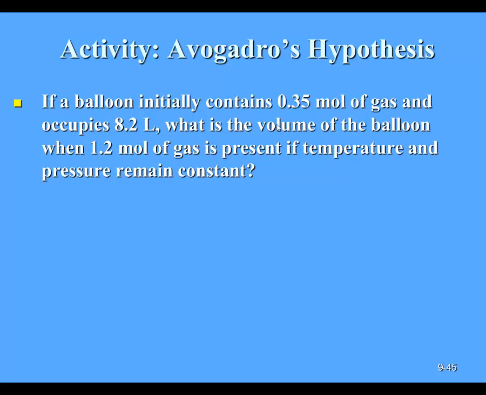Let's predict, if we're holding temperature and pressure constant, what the volume of the balloon would be, assuming it doesn't burst, if we were to increase the number of moles of gas in the balloon to 1.2 moles. We're keeping pressure constant, so we're ignoring any pressure changes as we try to expand the balloon. We're thinking about an imaginary balloon that can expand without increasing the pressure inside.